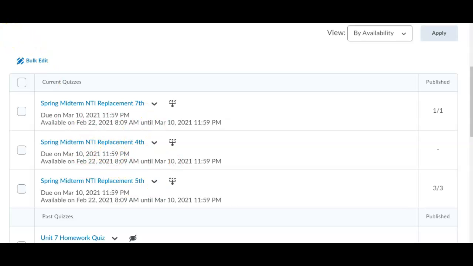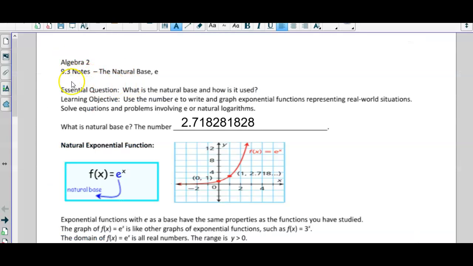Alright, let's get started on these notes. We're looking at the 9-3 notes, the natural base e. Essential question: what is the natural base and how is it used? Your learning objective: use the number e to write and graph exponential functions representing real-world situations, and solve equations and problems involving e or natural logarithms.